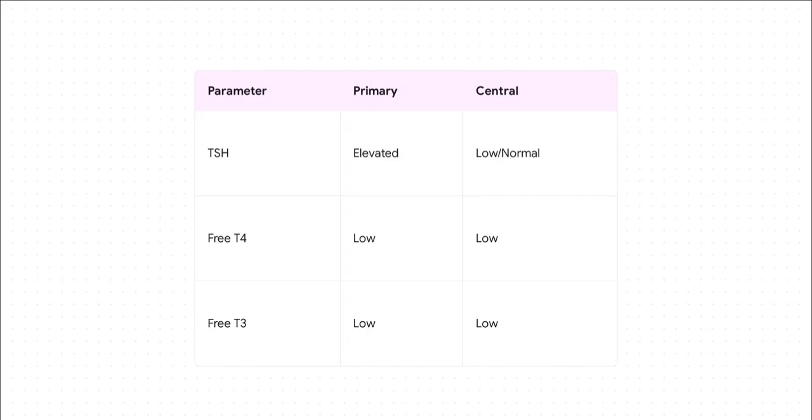If the thyroid gland itself is broken, which we call primary hypothyroidism, the brain essentially screams at it to work harder. So you're going to see an elevated TSH alongside a low free T4. But if the problem is central, meaning the brain's pituitary or hypothalamus is the issue, the TSH will actually be low or normal, even though the free T4 is low. Your TSH really is your ultimate compass here.